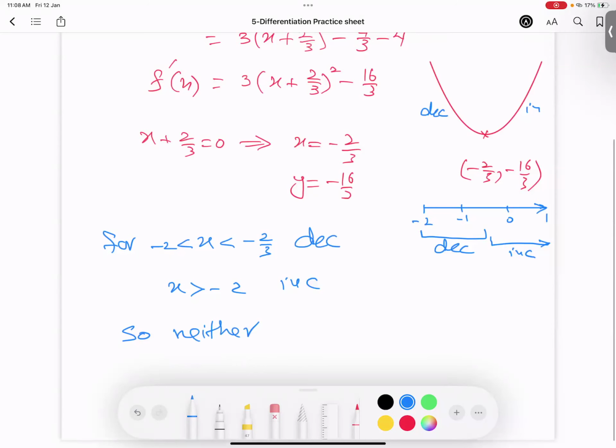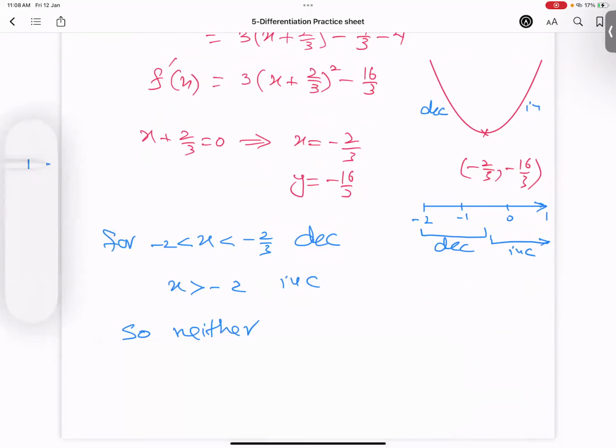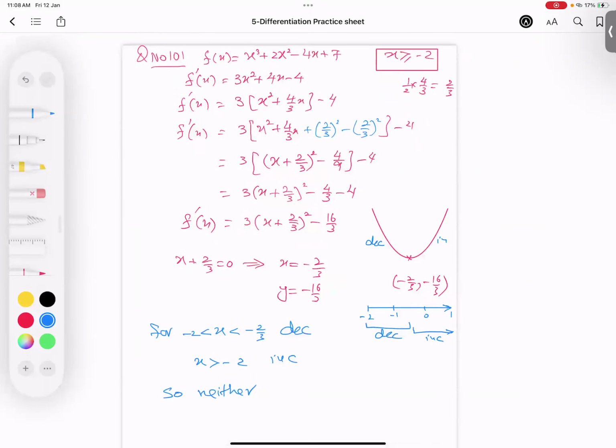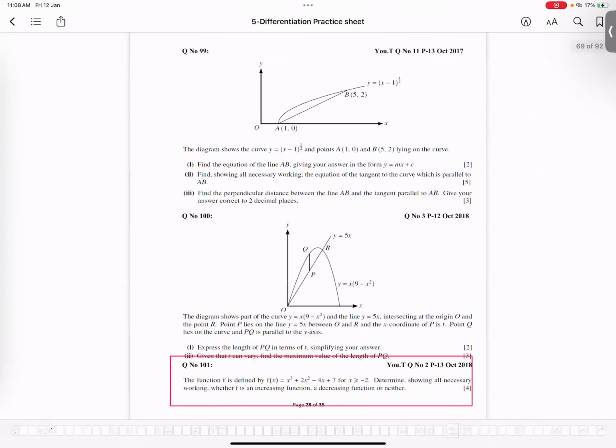Okay, I hope you got the point clearly, because the question was whether the function is increasing, decreasing or neither. So I think the point is very, very clear, and we have done this question as well. And let's have a look at the next one if we have.